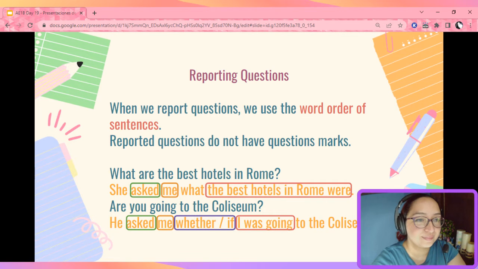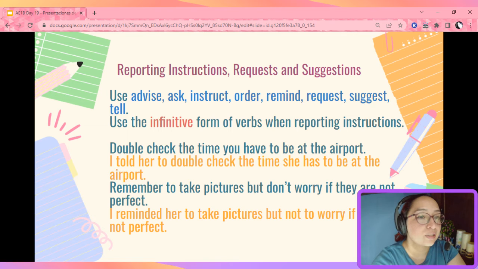Okay. Let's continue. Now we can report instructions, suggestions. These are some of the words you can use: advise, ask, instruct, order, remind, request, suggest, and tell. And with these verbs, since we're reporting instructions, requests, suggestions, we're going to use the infinitive form of the verbs. Look at the examples. Double check the time you have to be at the airport. I told her to double check the time she has to be at the airport. We have a reporting verb, told, the indirect object, her, and the infinitive, to double check.